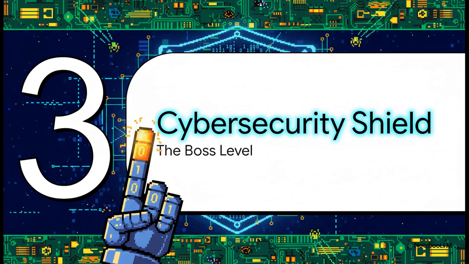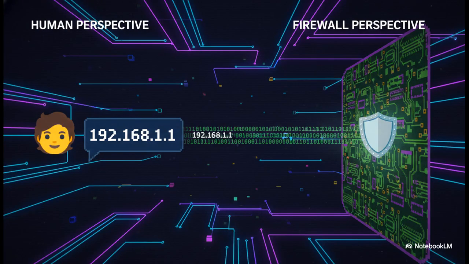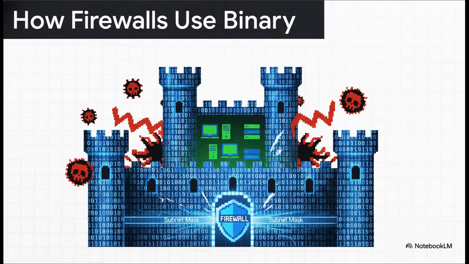So now that you've got the skill down, let's take on the boss level. We're going to see how this code is used to build a digital shield around your entire online world. I bet you've seen an IP address before, right? Those strings of numbers? To you and me, they look like 4 separate numbers with dots. But to a network firewall, that same address is just one long 32-digit string of ones and zeros. It's pure binary.